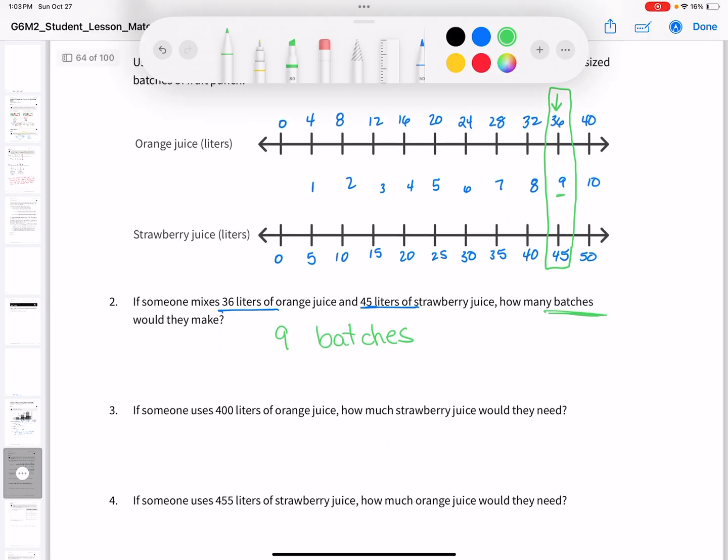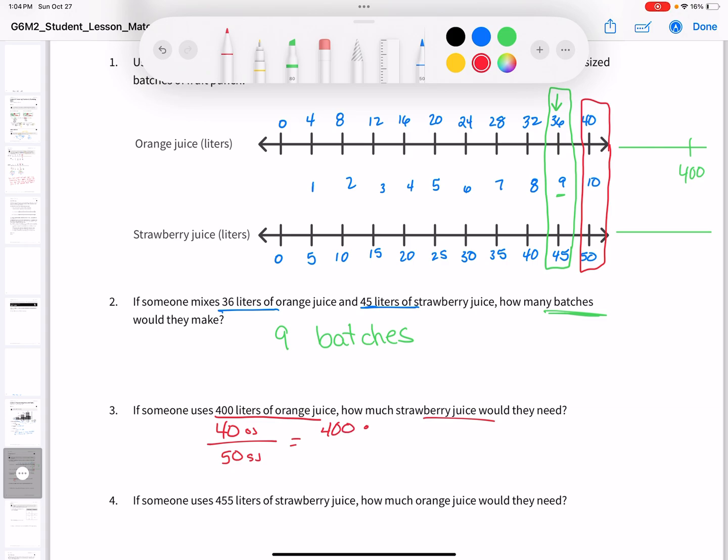Okay, if someone uses 400 liters of orange juice, whoa, that means that I have to continue this double number line out to 400. Yikes, I don't want to do that. So maybe I can use some logic here. Right here is 40 liters of orange juice, right? So 40 liters of orange juice for 50 liters of strawberry juice. And they want to know, how much strawberry juice for 400 liters of orange juice? So 400 OJ to how much strawberry juice?